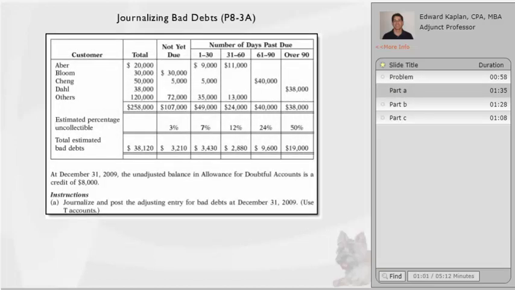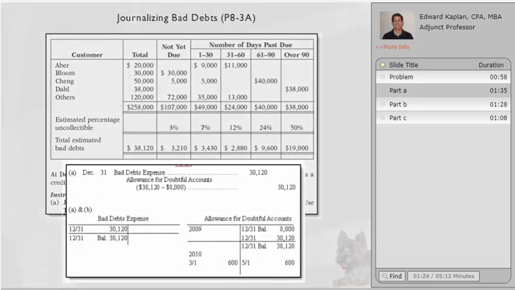Let's take a look at Part A. First, the sentence above Part A says, at December 31st, 2009, the unadjusted balance in allowance for doubtful accounts is a credit of $8,000. And then Part A says, journalize and post the adjusting entry for bad debts at December 31st, 2009.